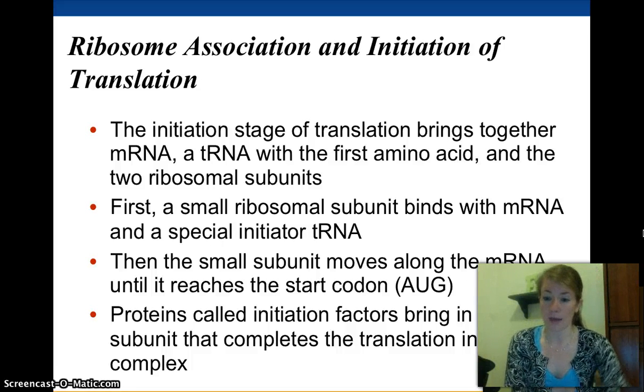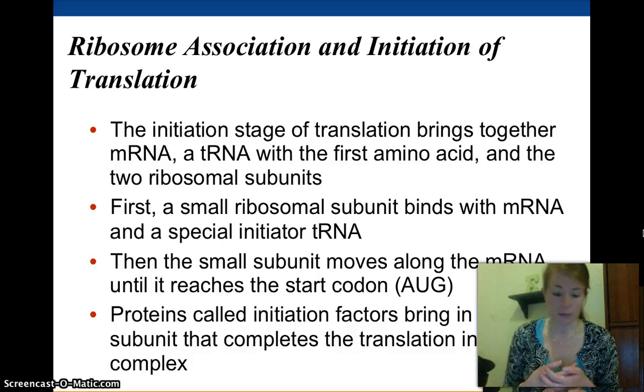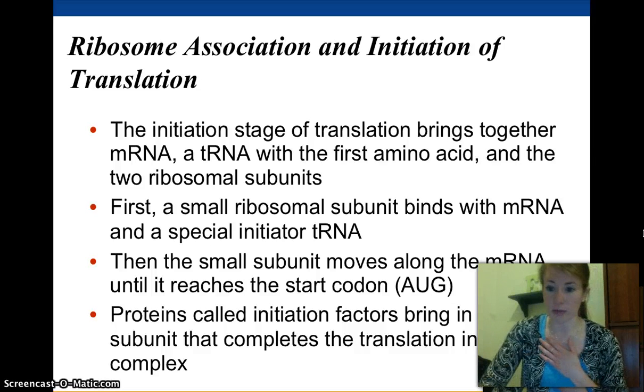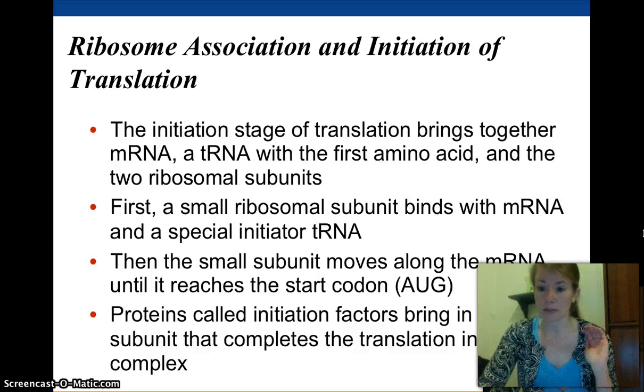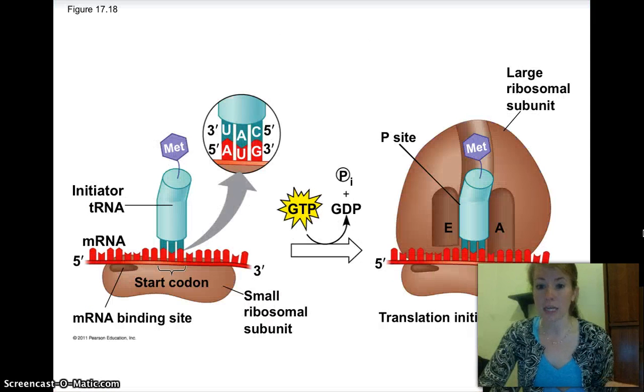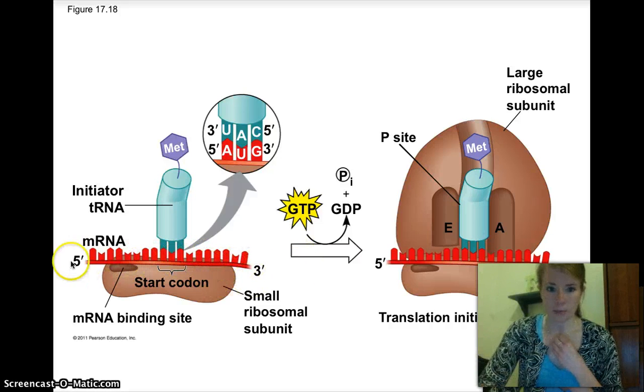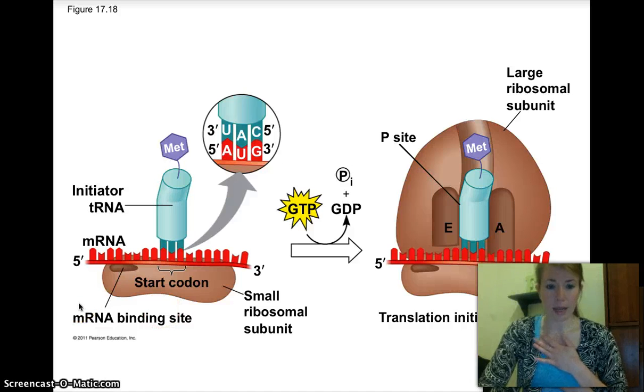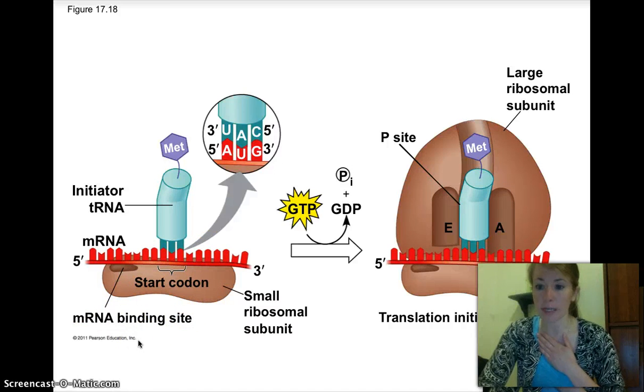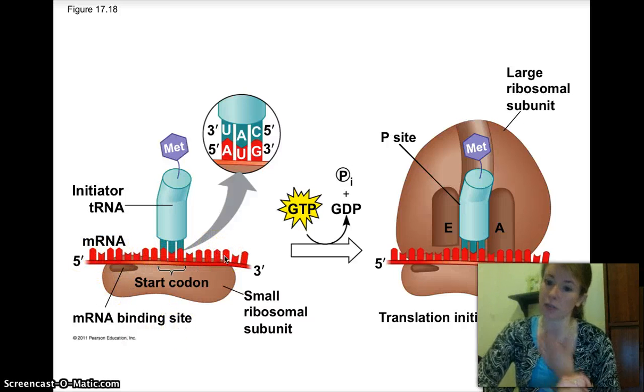So we have our mRNA, and a small ribosomal subunit comes in and attaches to that mRNA. The mRNA goes in 5' end first, and it gets read in the 5' to 3' direction. So the 5' end moves this way first. The small ribosomal subunit reads this mRNA strand until it gets to the start codon.